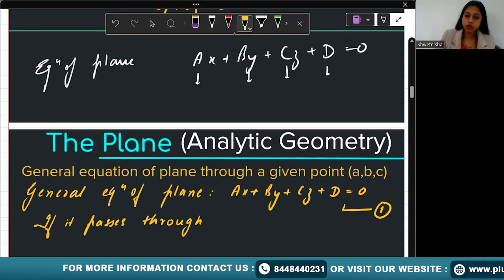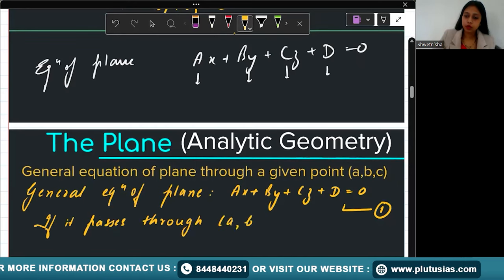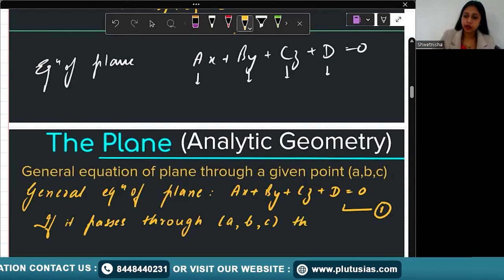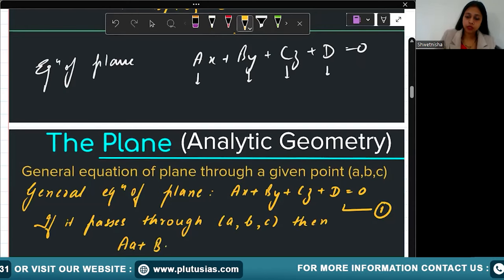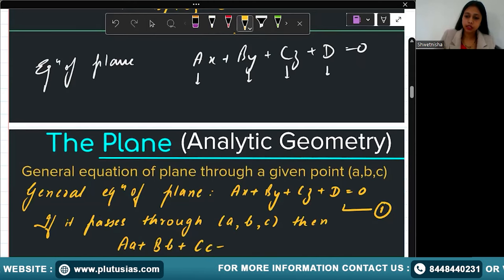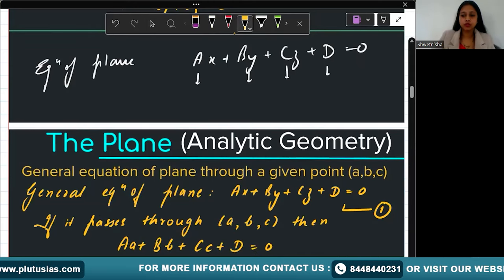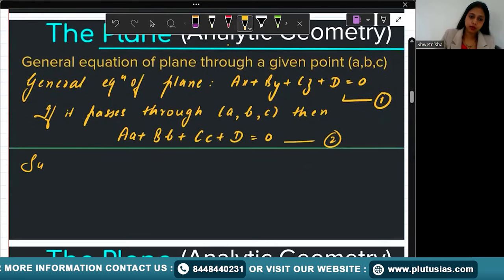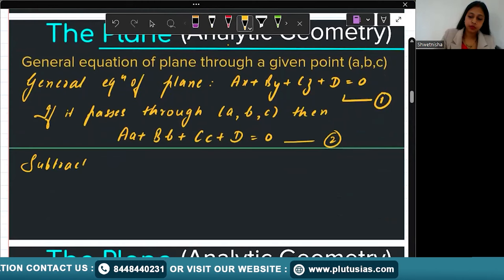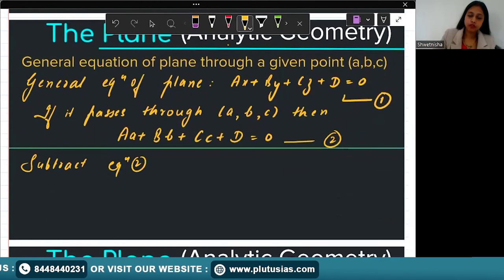If it passes through A, B, C, then capital A times a plus capital B times b plus capital C times c plus D is equal to 0. Subtract equation 2 from equation 1.